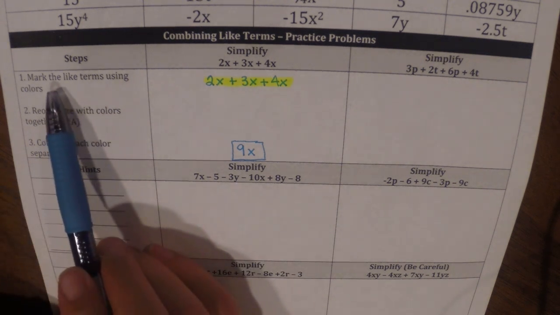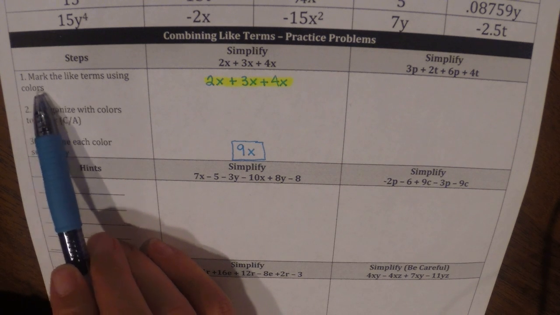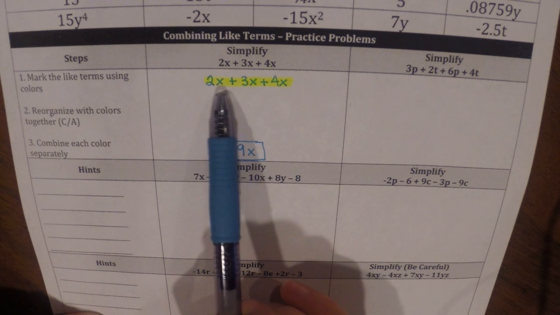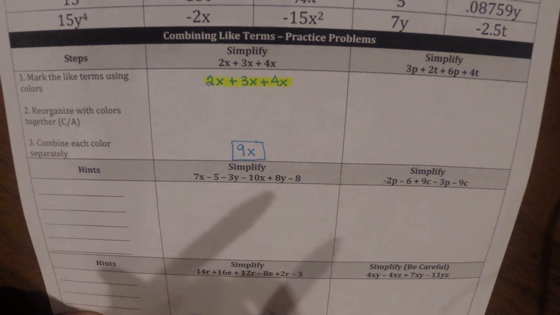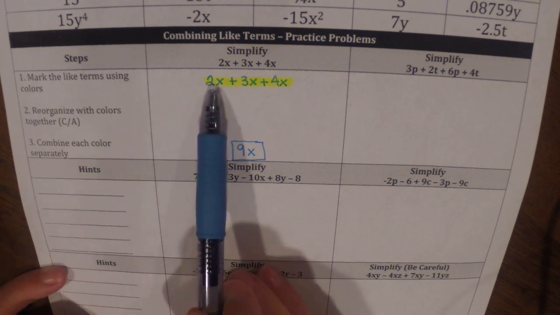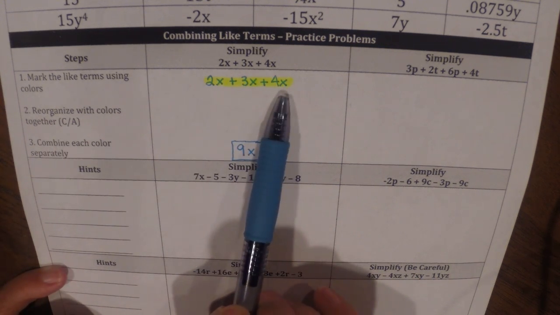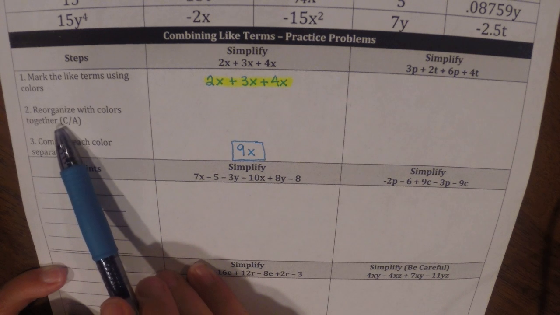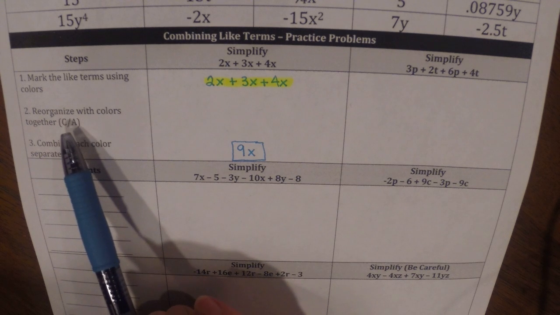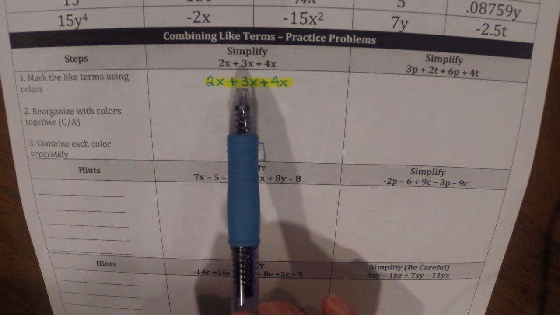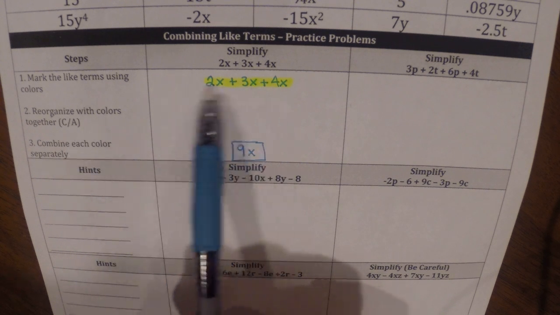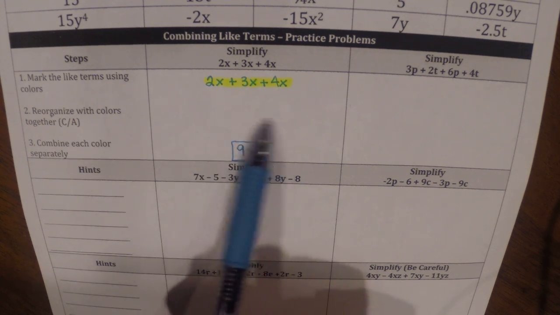So what we did first was mark the like terms using the same color. So I rewrote the problem, 2x plus 3x plus 4x, and because they were all x's, I highlighted them all the same color. Then our second step was to reorganize the colors together, but since they're all the same color, we don't really need to reorganize them. The C/A stands for commutative and associative. Those are the properties that we're using to rearrange the numbers and to group them. So right now, since it's all the same, we didn't really have a step 2.